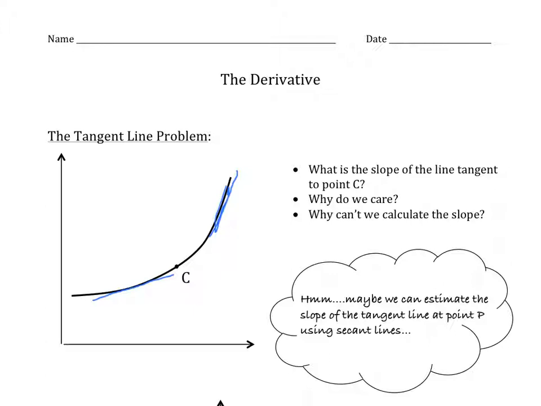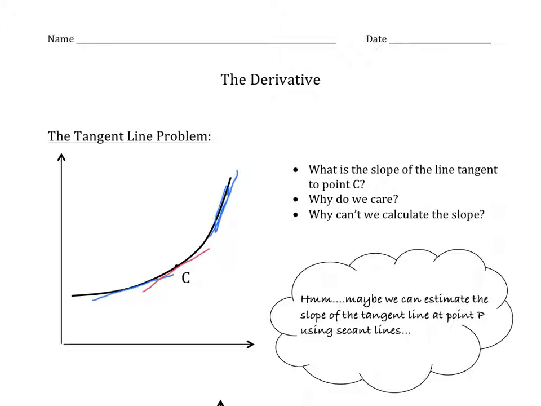Anyway, so if we want to find the slope of the line tangent to point C, in other words, this, that would be a little difficult because we only have one point on the line, and we know that in order to find slope, we need 2 points. Change in y over change in x.